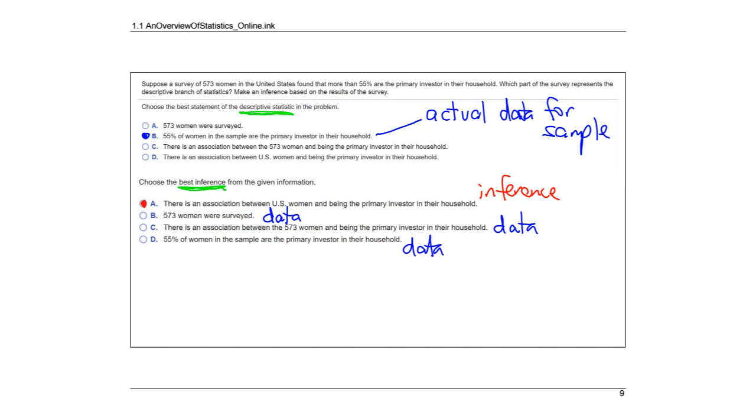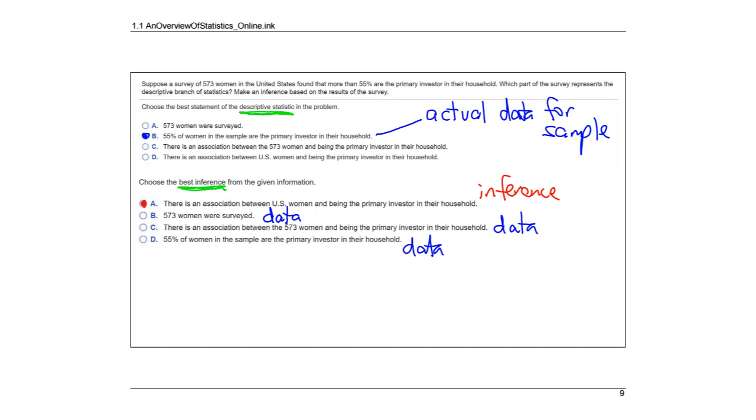All right, one more slide for 1.1. So suppose a survey of 573 women in the United States found that more than 55% are the primary investor in their household. Now, we don't know what that means, investor, that they're actually investing money in the stock market or that they're invested in their household. We're not sure, but we'll go with it. So because it says a survey of 573 women, we know that that's a sample, right? Because there's millions of women in the United States. So that's a sample.